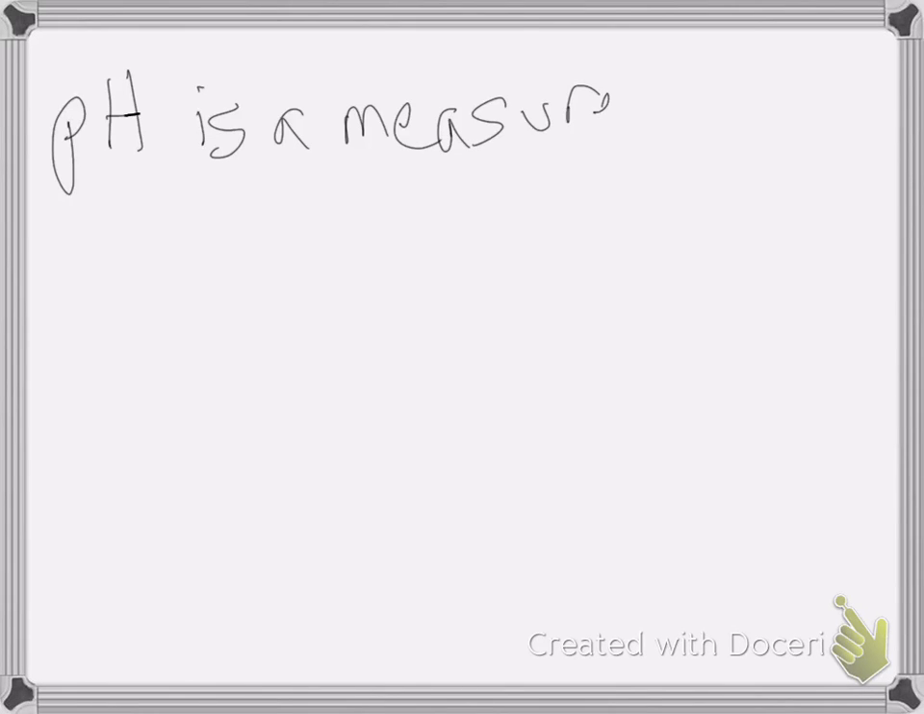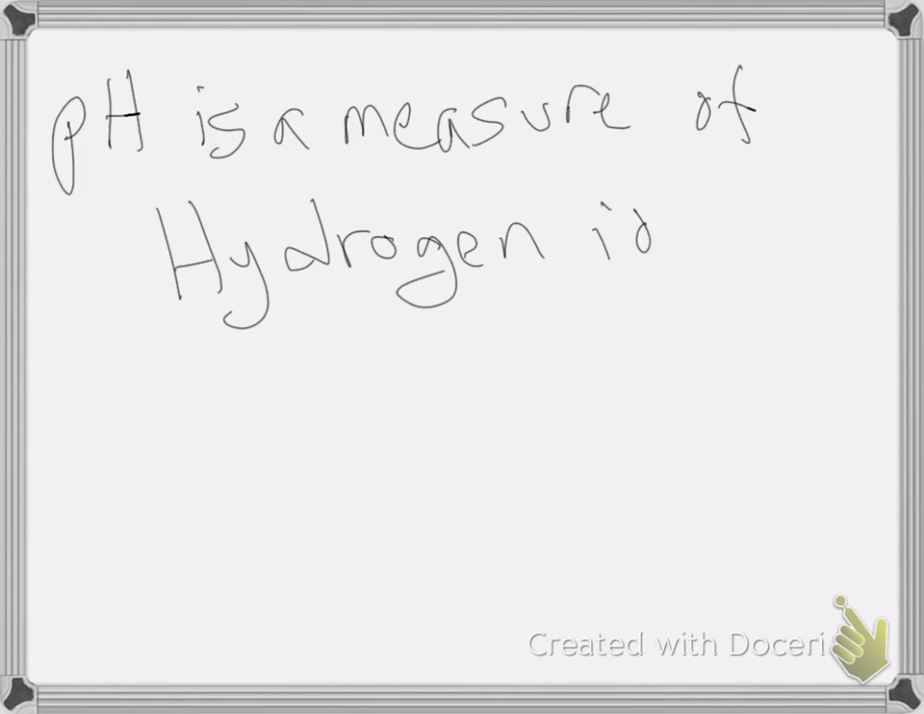Okay, so to understand pH, you need to have an understanding of what it's measuring and the chemistry of that. So who knows what pH is a measure of? Okay. Hydrogen ions. And how would we write hydrogen ions? We write it H+. Okay. And it's a measure of hydrogen ions in concentration.